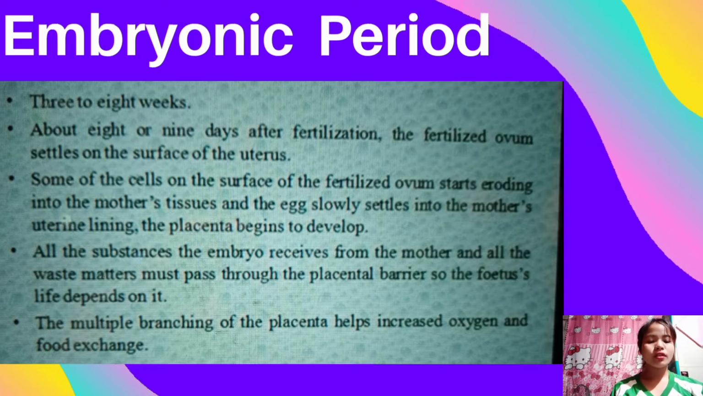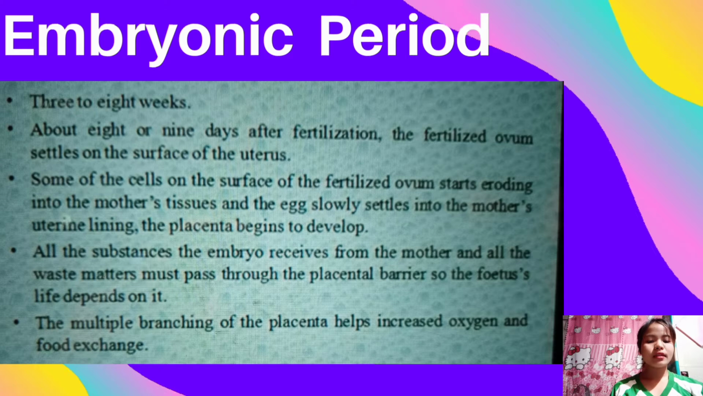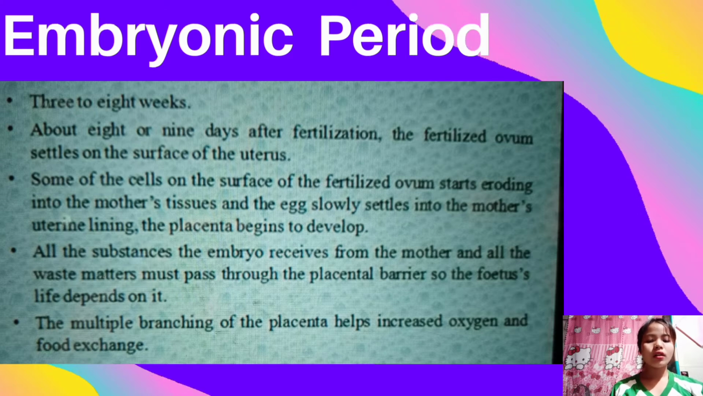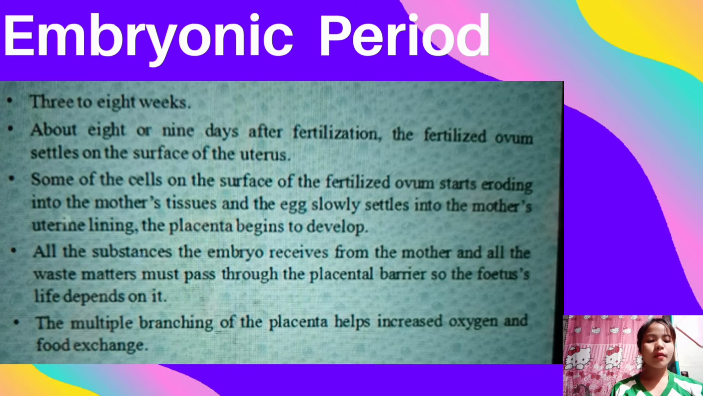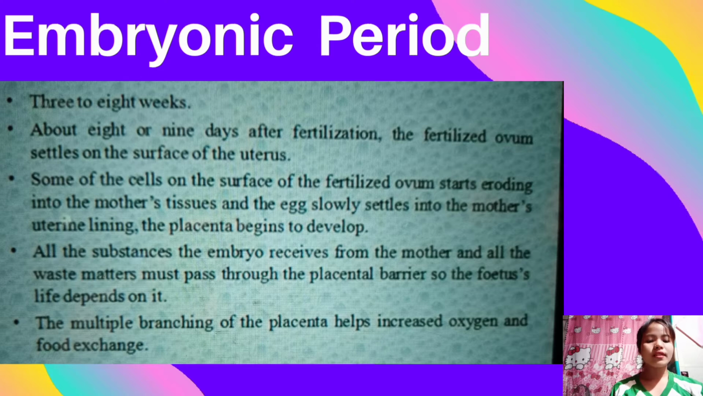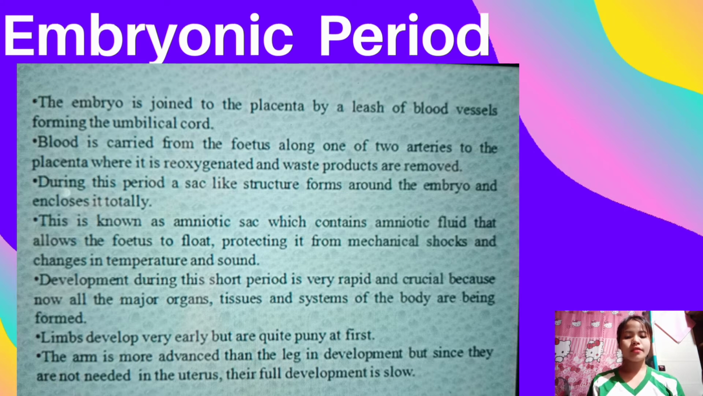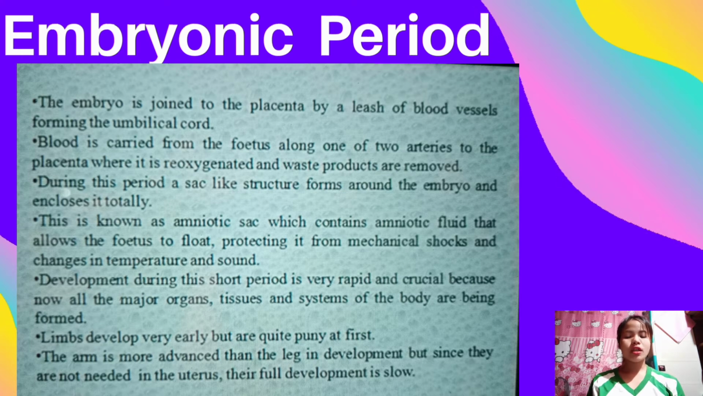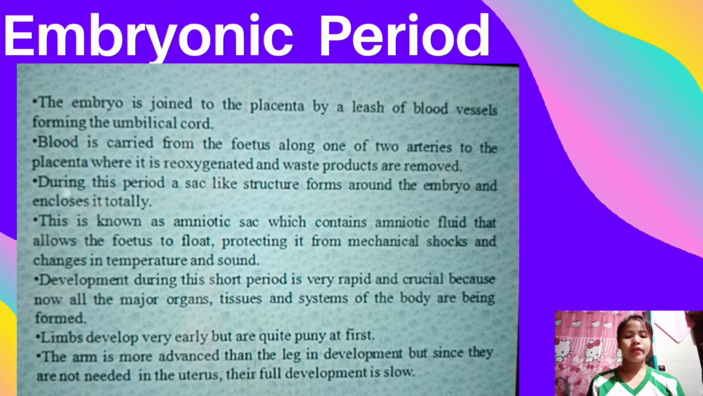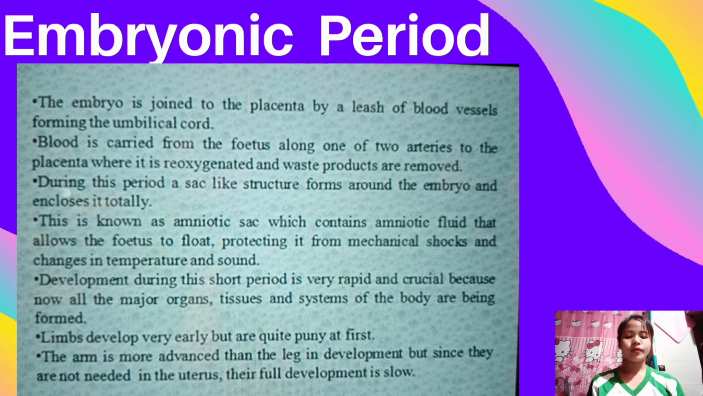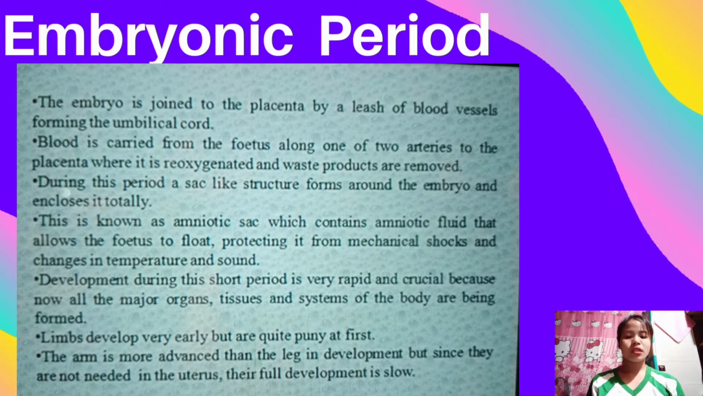The placenta begins to develop. All the substances that the embryo receives from the mother and all the waste matter must pass through the placental barrier, so the fetus's life depends on it. The multifold branching of the placenta helps increase oxygen and food exchange. The embryo is joined to the placenta by blood vessels forming the umbilical cord. Blood is carried from the fetus along one of 2 arteries to the placenta, where it is reoxygenated and waste products are removed. During this period, a sac-like structure forms around the embryo and encloses it totally.